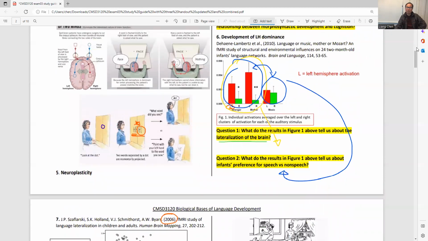Okay, this part, there are two questions here. Basically, you need to know how to get the answers for these questions. So where are the results that correspond to the answers to these two questions? Okay.